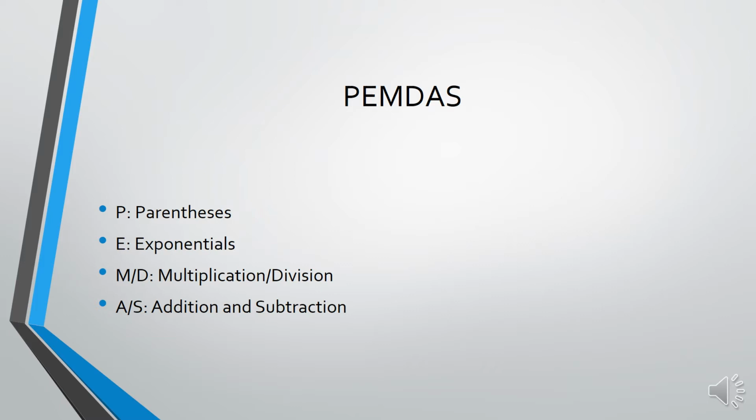And what it stands for is, the first thing you want to deal with are parentheses. So parentheses come in different forms. You could have circular parentheses, sometimes you'll see square brackets, sometimes you'll see curly brackets, but any sort of parentheses, deal with those first. Then we'll have exponentials. So this is something like, let's say you had 3 squared. You would want to go ahead and square that first before doing anything else.